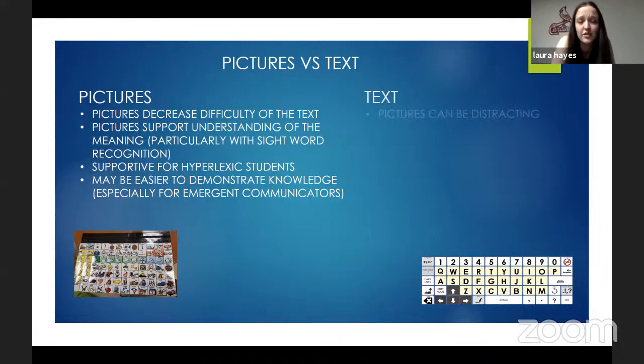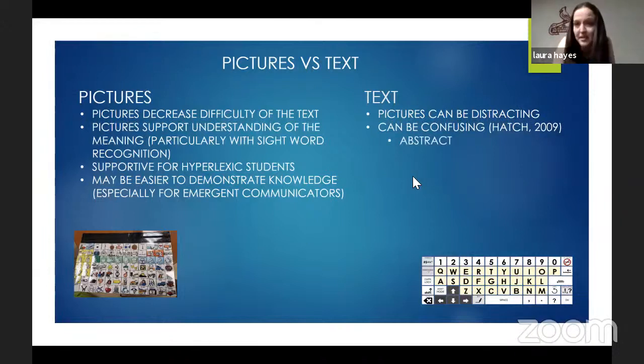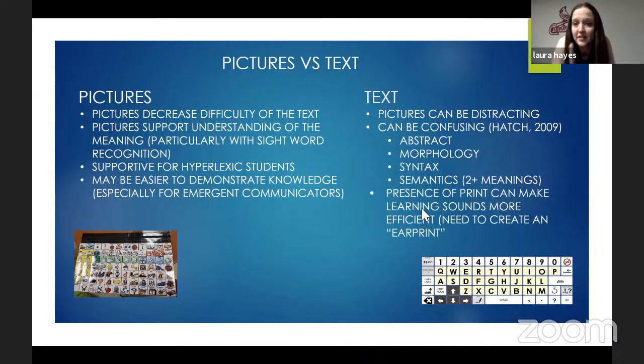But text is also important because pictures can be distracting to the graphemes and to the word itself. Research has also shown pictures to be confusing because language is abstract. You've got morphological rules, syntax. Words have two different semantic meanings. And if there's only one picture to support it, what does that mean? Orange is a great example. Where do you find that on a PRC device? It's only in one spot.